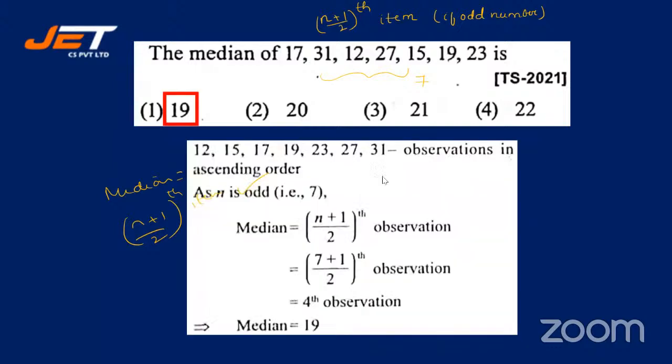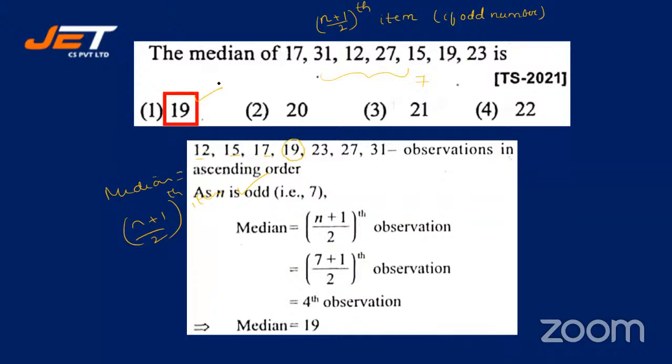It is 19. How? First, we have taken it as an odd number. Now you first arrange it in ascending or descending order, preferably ascending, that is from the lowest to the highest. So 12, 15, 17, 19, 23, 27, 31, which is 7 items. So you must use the n plus 1 by 2th item. If it is even, it is n by 2th item. Here it is odd, so it is the n plus 1 by 2th item, which is 7 plus 1 by 2, the 4th observation. Counting 1, 2, 3, 4, that is why you choose 19 as your option.